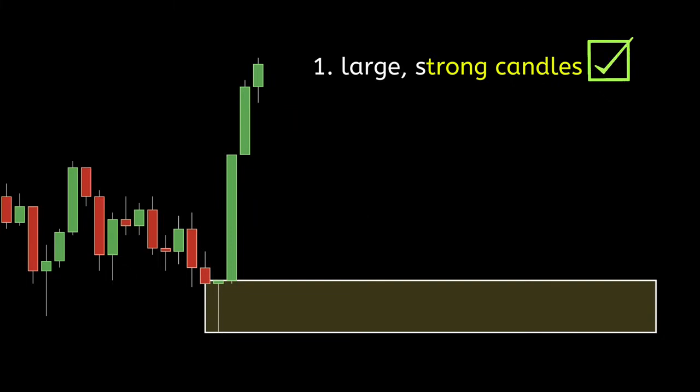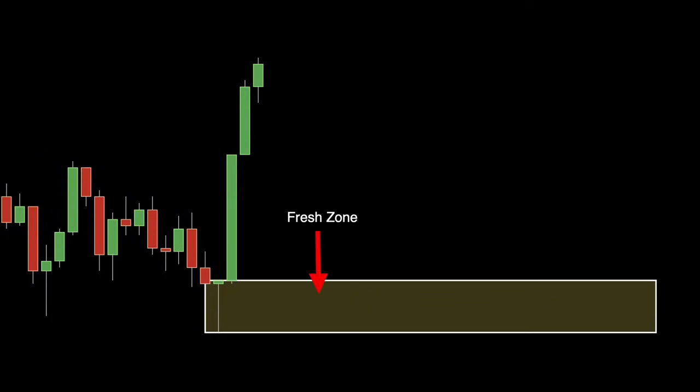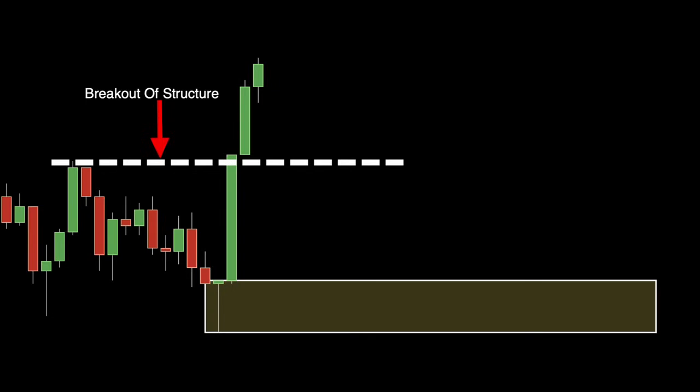Now, let's check the freshness of this zone. You'll notice that this demand zone has never been tested before. It's a fresh zone, which means it's more likely to produce a strong reaction when the price comes back to it. As we discussed earlier, the first time a zone is tested is often the most powerful entry, and that's what we're aiming for.